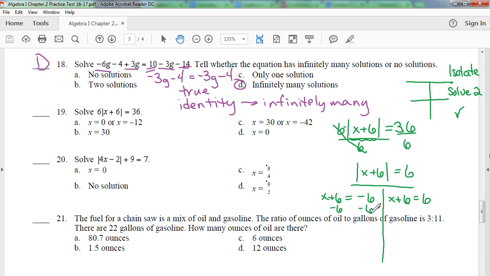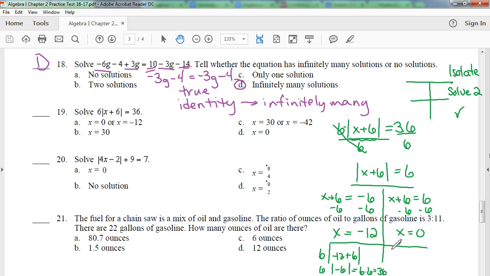And each of these equations can be solved by subtracting 6 from both sides, leaving us on the left with negative 12, and on the right here with 0. What remains then is to check our answer in the original equation. So we have 6 times the absolute value of negative 12 plus 6. That is 6 times negative 6, absolute value, and absolute value of negative 6 is positive 6. Positive 6 and 6 times 6 would be 36.